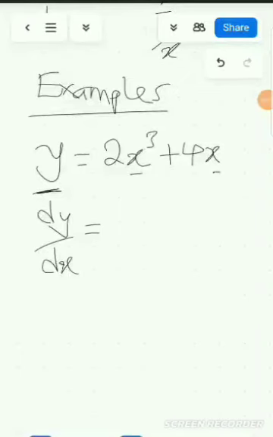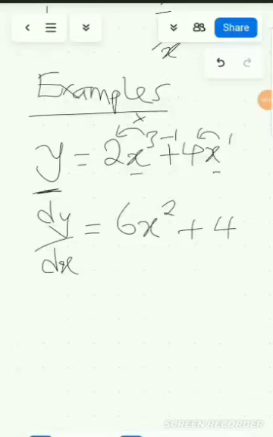Remember what we learned? When differentiating, we get the power and multiply it with the number in front. What do we get? 6x. We also subtract 1 from the power, that would be 2, plus 4x to the power 1. This 1 multiplies that, we get 4. This x has a power 1 minus 1, that we get 0. Any number to the power 0 is 1. Therefore, this is our answer.